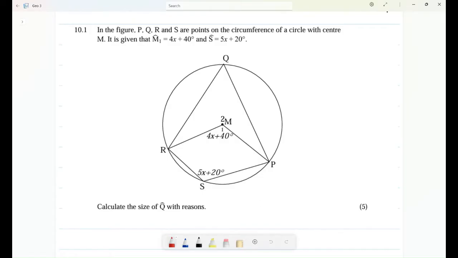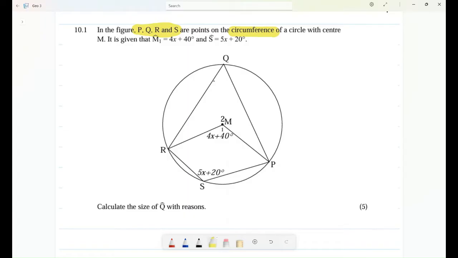In today's video, we're going to look at another exam question under Euclidean Geometry Grade 11. Now it says, in this figure, P, Q, R, and S are the points on the circumference. All right. Normally, when they say points on the circumference, what I normally think of is a cyclic quad.